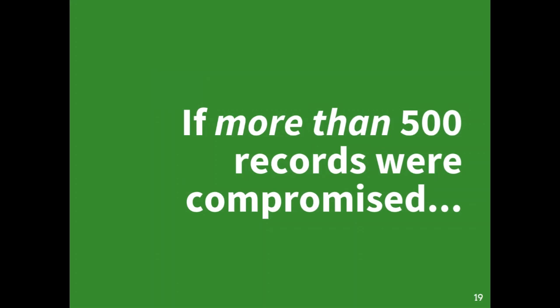So you kind of have this threshold where if you've got less than 500, you have certain obligations regarding the Secretary. If you have more than 500 records, then you have a different set of obligations.